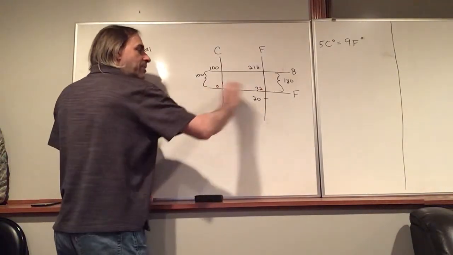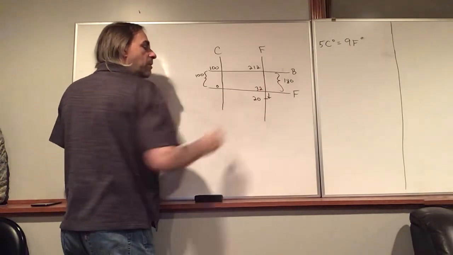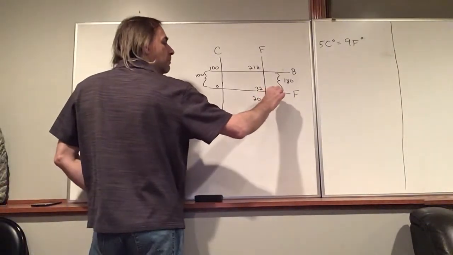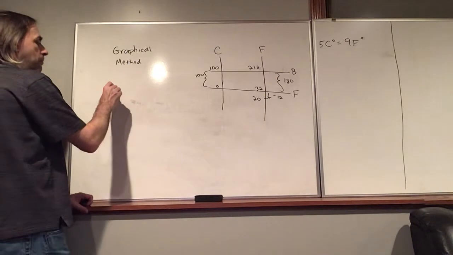And so again, let's use this as our reference. Let's go down here. If we start at the freezing point, we're going down 12. So we have minus 12 on the Fahrenheit scale.